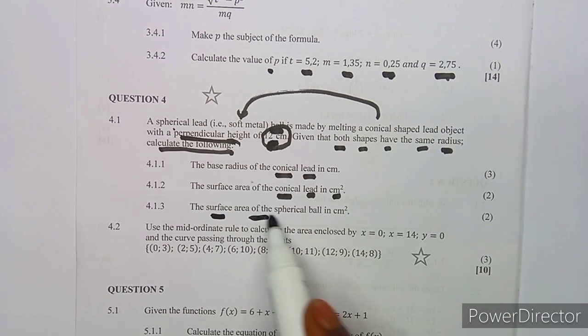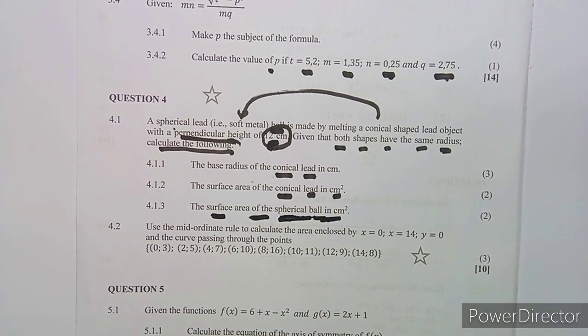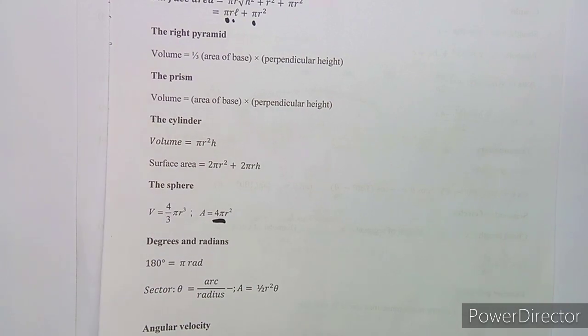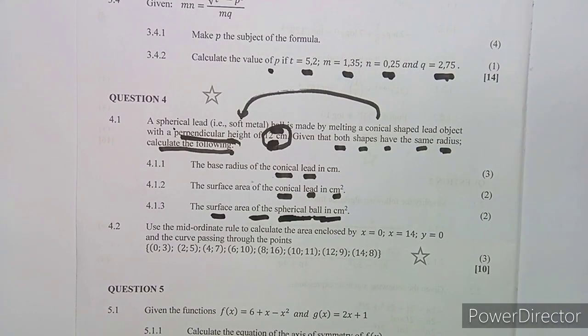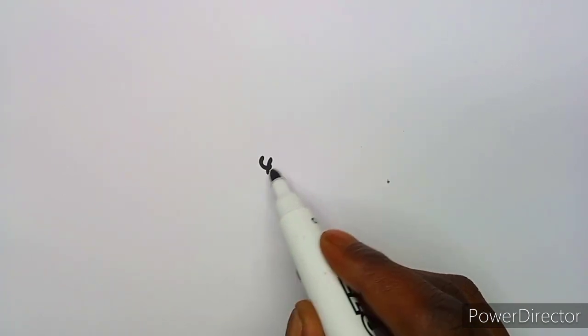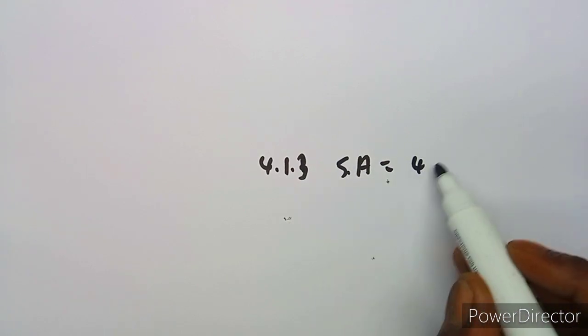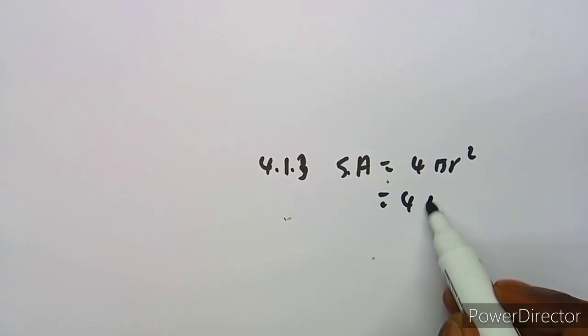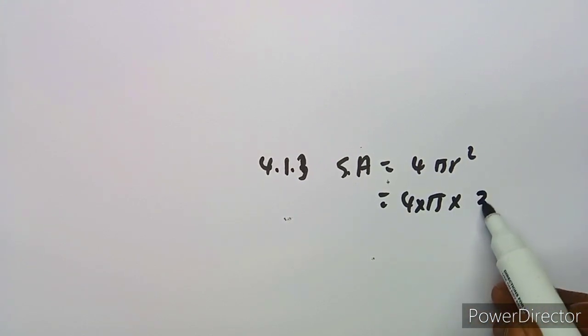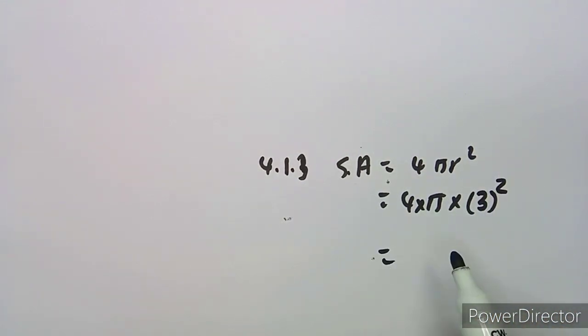So that's what we had, and another part is now to calculate the surface area of the spherical ball in square centimeters. You are also given that the surface area of a sphere is 4 pi r squared. Remember that these two have the same radius, so we are going to use the same radius there. So the surface area is 4 pi r squared, so it's going to be 4 pi times r squared, which is that radius, 3 squared. All right, so this is going to give us 36 pi square centimeters.